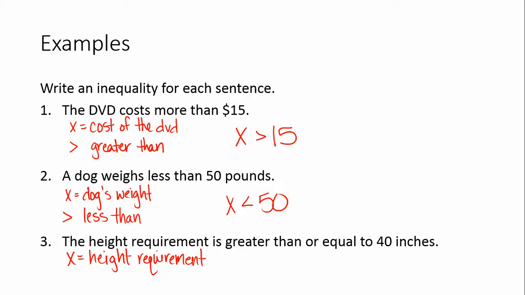And when you see "is greater than or equal to," that's the greater than or equal to symbol. And I'm just going to underline here, greater than or equal to 40 inches. So we would write x is greater than or equal to 40.